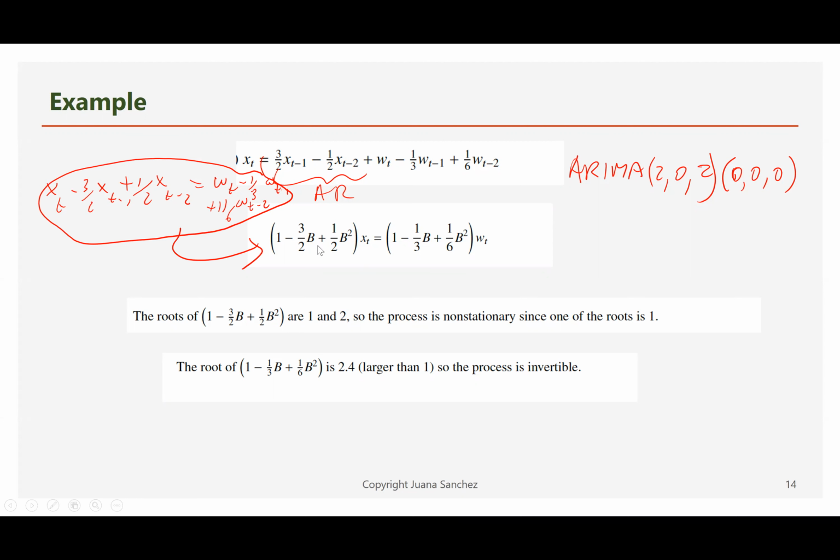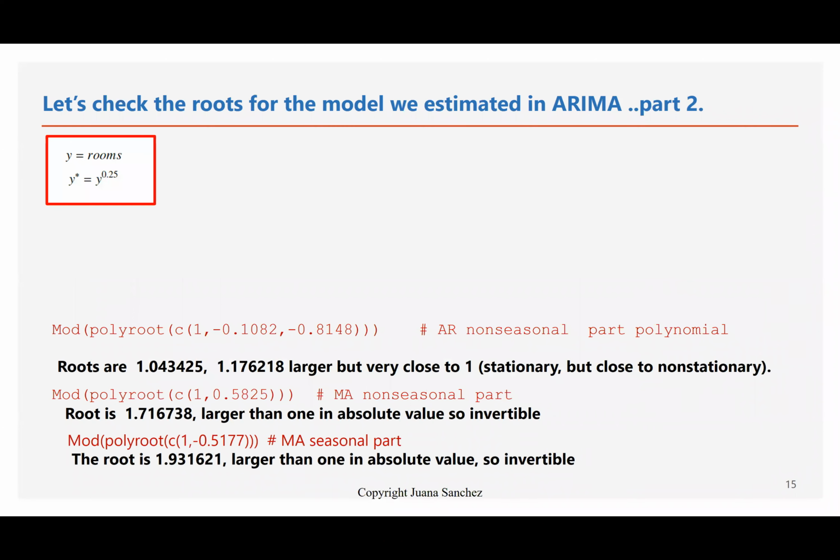We have one root of 1 for the AR polynomial. So the process is non-stationary. One of the roots of the AR part, okay, is 1. And then the roots of this MA part are 2 and 4, which are larger than 1, okay? And so the process is invertible. But because the AR part is non-stationary, we don't use this model for forecasting, okay?